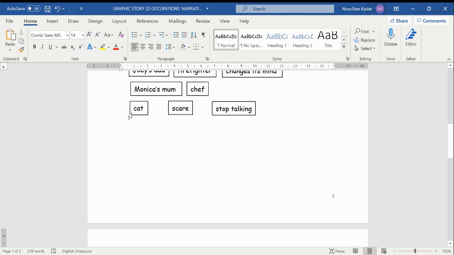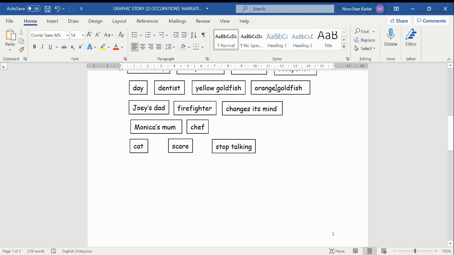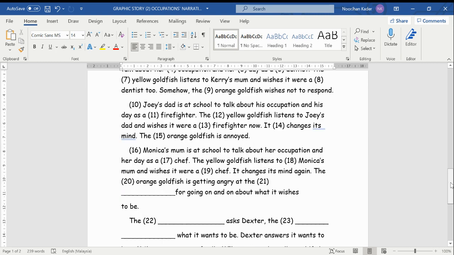So here I did not put anything, I did not arrange, because the yellow goldfish is already here and also the orange goldfish. So you just have to use the phrases again. So the orange goldfish is getting angry at the yellow goldfish. Don't mix up. That is why I say you have to be precise. You have to be careful when you write the answers, because you might confuse the orange goldfish and the yellow goldfish.